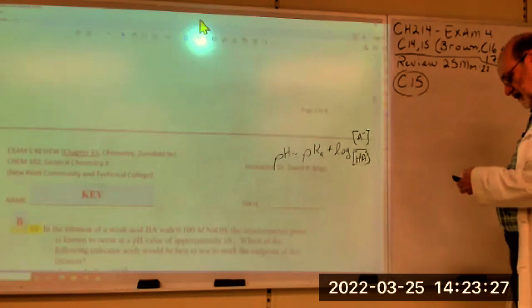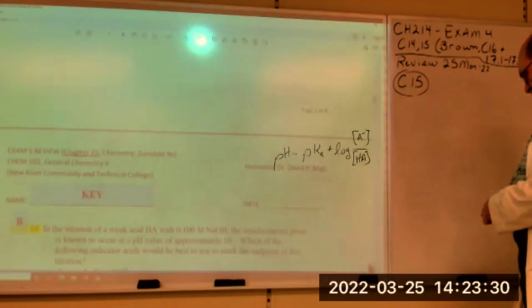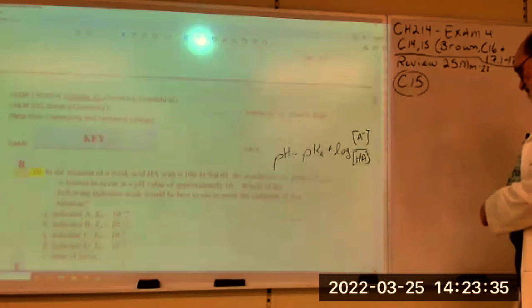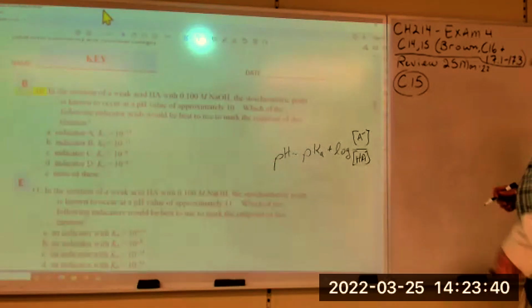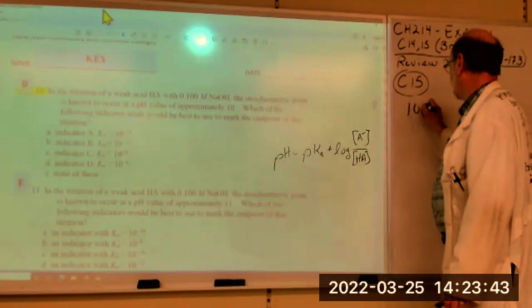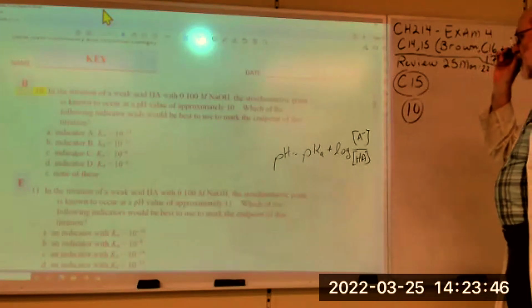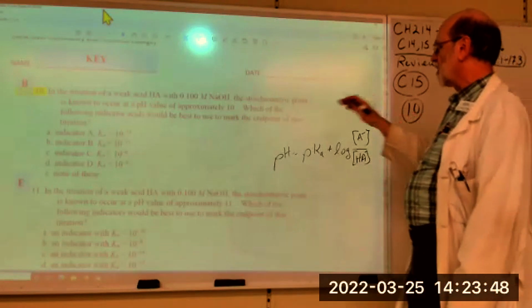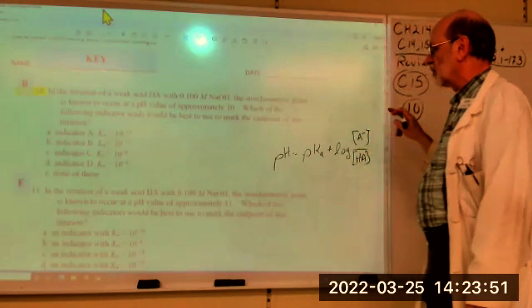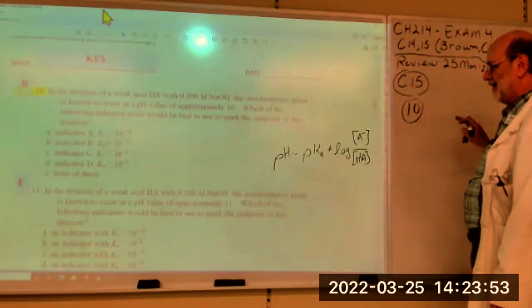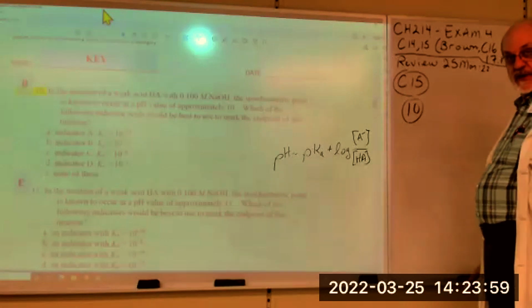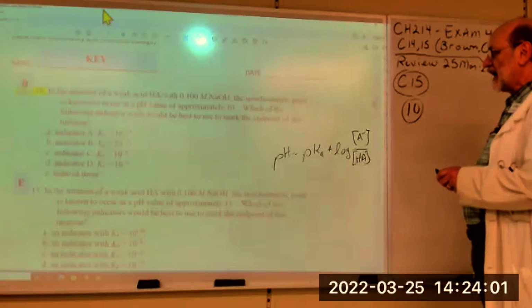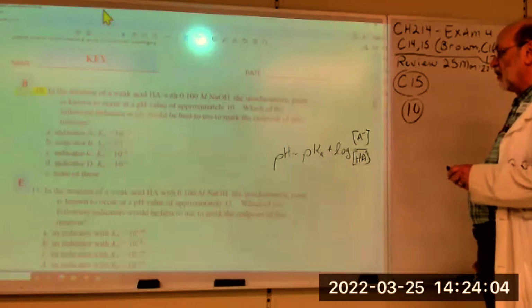Okay, 10. In the titration of a weak acid HA with sodium hydroxide, the stoichiometric point is known to occur at a pH value of approximately 10. Okay, so that's the equivalence point. It's pH 10. Which of the following indicator acids would be best to use to mark the endpoint of this titration?